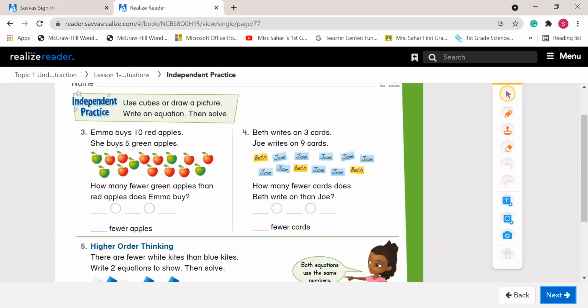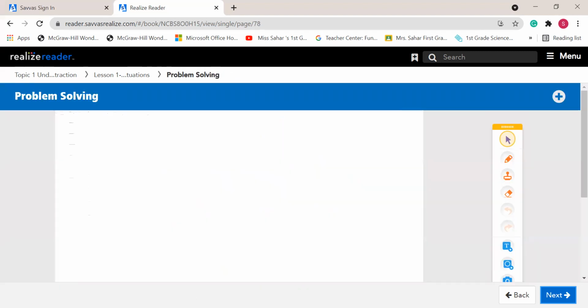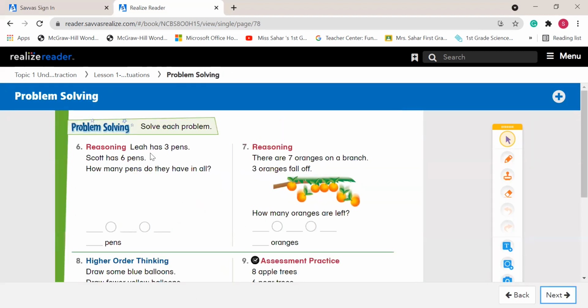Let's go for the next page, page 28. Leah has 3 pens. Scott has 6 pens. How many pens do they have in all? All right, let's listen. Leah has 3 pens. Scott has 6 pens. So I'm not comparing who has more or who has fewer. I want to know how many they have in all. So I'm not subtracting here. You have Leah has 3 and Scott has 6. So how many do they have in all together?